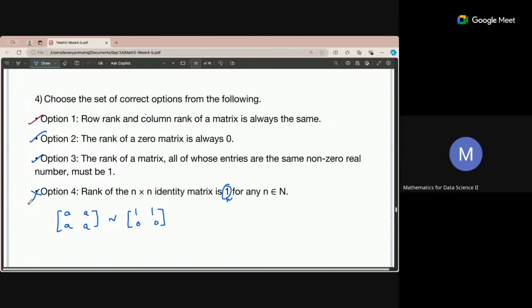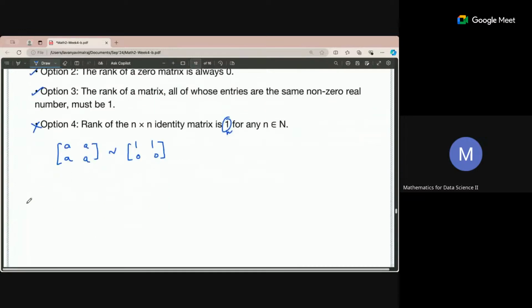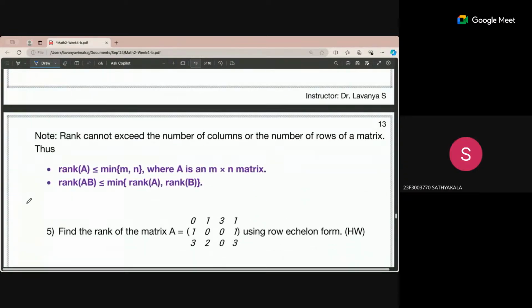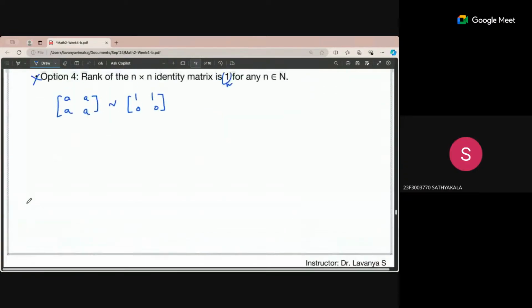Okay. What is the rank of a non-zero scalar matrix? 3. No, I just asked, what is the rank of a non-zero scalar matrix? It depends. It should depend only on the dimension of the matrix. So whatever is the n, that is the answer. Okay, fine. Could you please explain option 3 again?